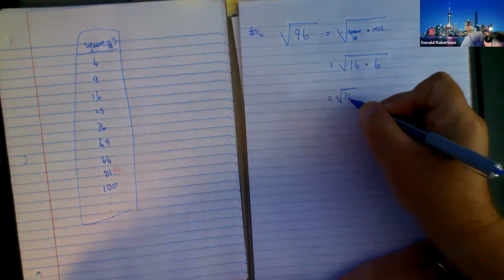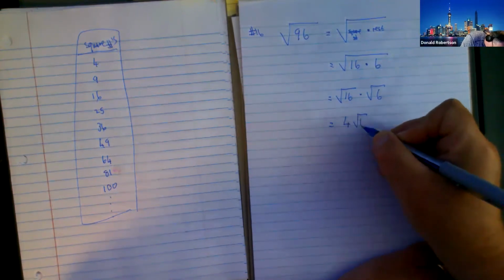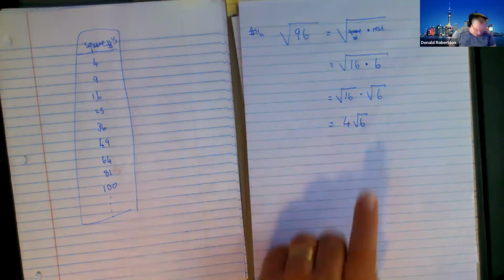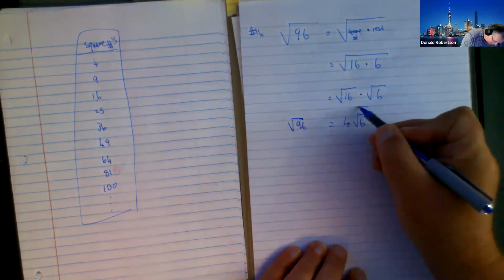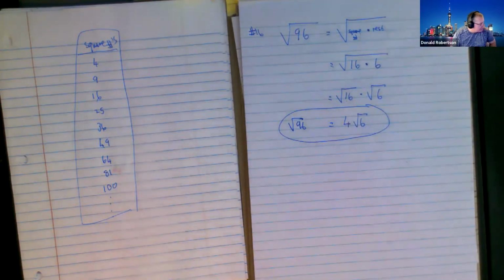Now, once you've done that part, you can then do the split me up part. The square root of 16 is 4. The other guy, you can't do anything to it. So this is considered the final answer. So the simplified version of the square root of 96 is 4 root 6.